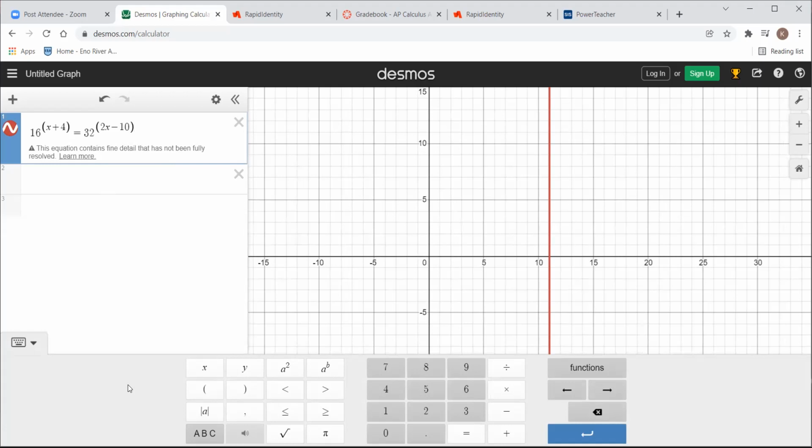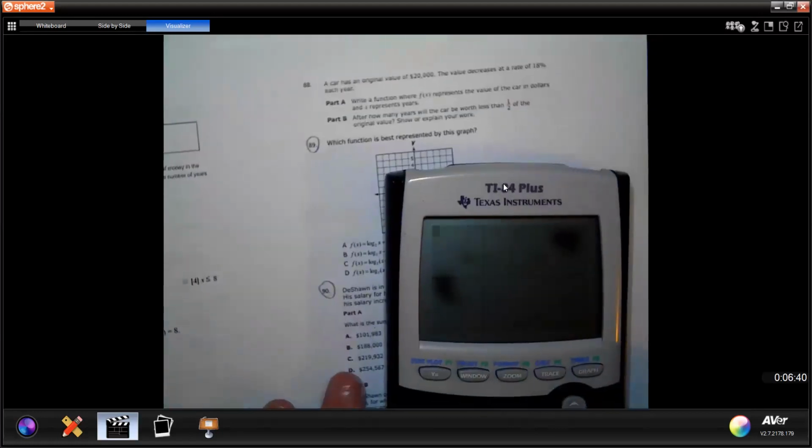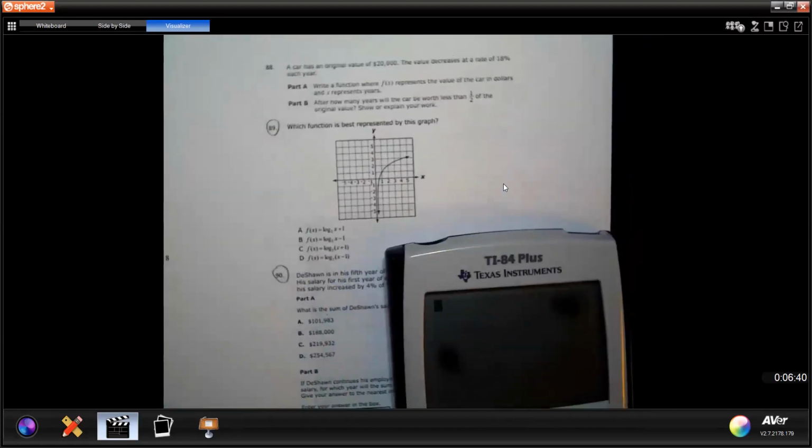All right. Let's move on to another question. Question 89. I just want you guys to be able to type this in on Desmos if you chose to use Desmos, or if you don't have a calculator that has this capability on the day of the test. So for those of us who would use a calculator to check to see which is the right answer for question 89.